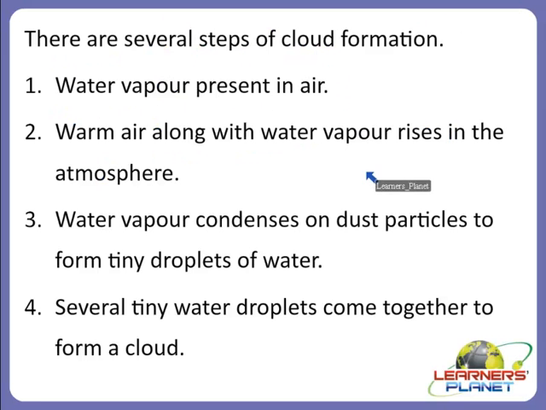Now, let us get back to the steps of cloud formation. Now you will understand more clearly how the formation of a cloud takes place. First of all, the water vapor is present in the air, and warm air along with the water vapor rises in the atmosphere. After that, it condenses on dust particles to form tiny droplets of water, and then several tiny droplets of water come together to form a cloud.